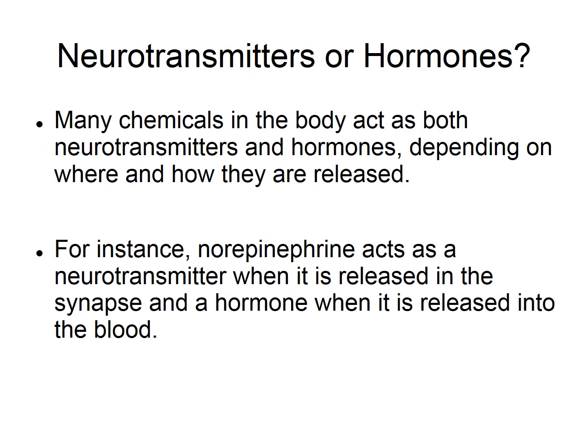This slide is just in here to remind you or to point out that chemicals that are classified as neurotransmitters may also act as hormones in the body. So what's the difference? Well, really the difference is where it's released. A neurotransmitter is released inside a synapse between nerve cells. A hormone can be the same chemical, but if it's released in the blood, we call it a hormone, not a neurotransmitter. So for instance, epinephrine can act as both a neurotransmitter if it's released in the brain, or a hormone if it's released in the blood.